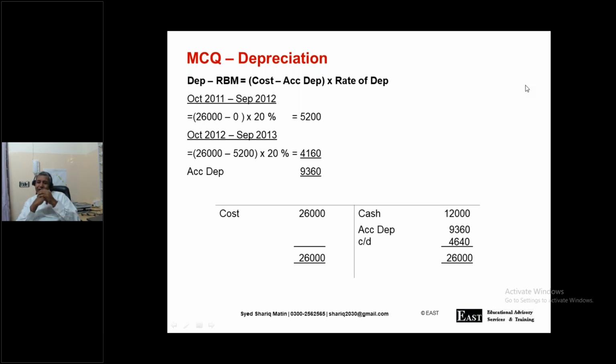What I did then, I made a disposal account. I wrote 26,000 on the debit side. I wrote cash 12,000 on the credit side. I wrote accumulated depreciation on the credit side. And then the remaining balance is what we call loss, because we have sold for less than the net book value, so there's a loss on the debit side.